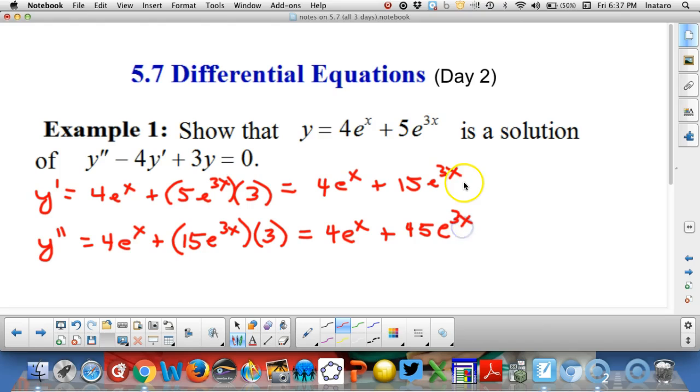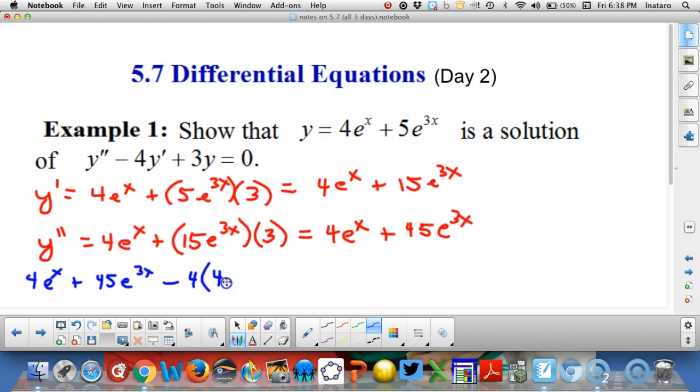So I have my first derivative, I have my second derivative, and now I need to show that this is a true equation by substituting the second derivative in place of y double prime and the first derivative in place of y prime. So let's do that. So our second derivative was 4 e to the x plus 45 e to the 3x. And then we have minus 4 times the first derivative. So I'll substitute the first derivative in place of y prime.